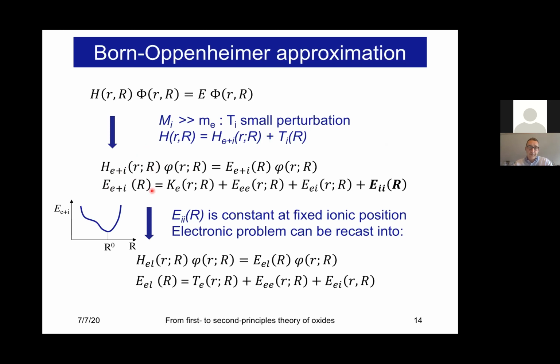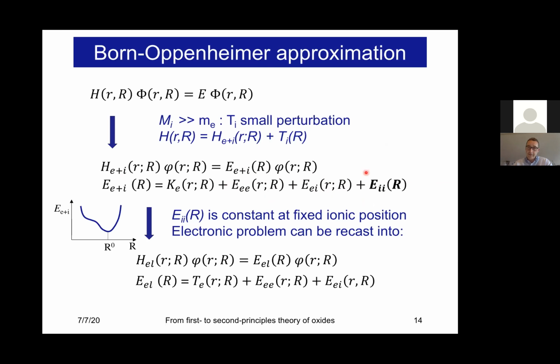And the Born-Oppenheimer energy is basically a potential energy for your ions, and it contains, of course, the kinetic energy of the electrons, the energy associated to the interactions of the electrons together, the energy of interaction of the electrons within the network created by the ions, and an energy of interactions between the ions.